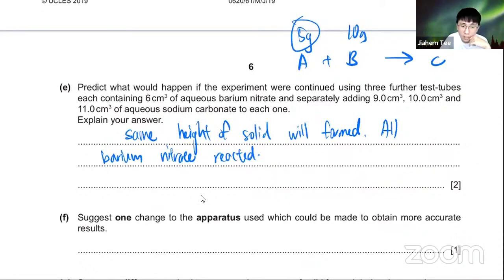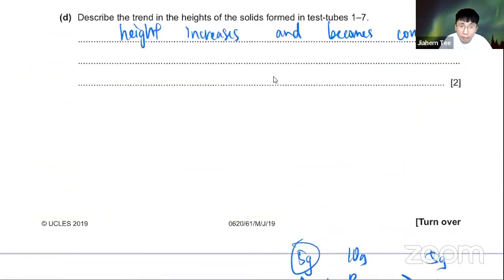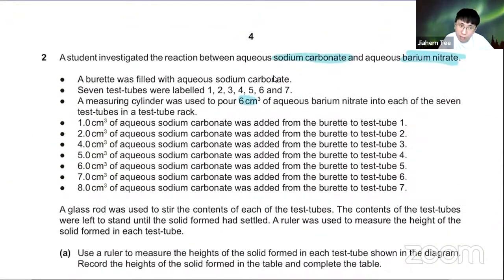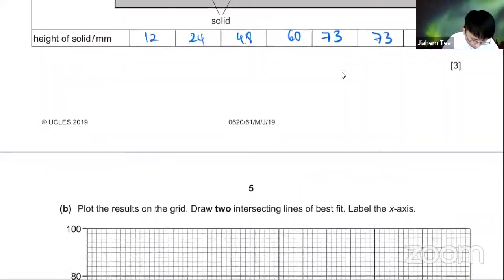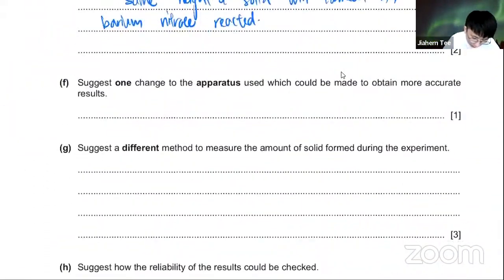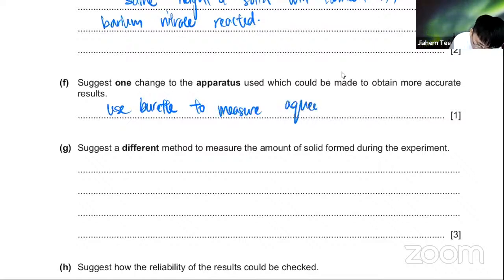Suggest one change to the apparatus which could be made to obtain a more accurate result. So if you go back up and try to find any problem that is making your result not very accurate. Accuracy is usually affected by your apparatus. If you read through it, you realize that a measuring cylinder is used. So when a measuring cylinder is used, it's not accurate. What is the better alternative for measuring volume? We have burette, we have pipette. A burette is more accurate. So you can say: use burette to measure aqueous barium nitrate.